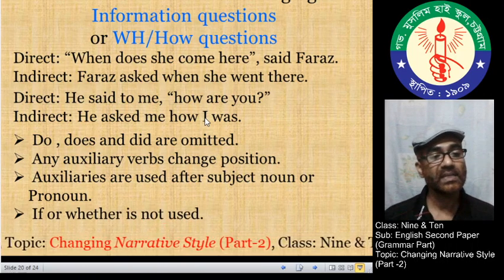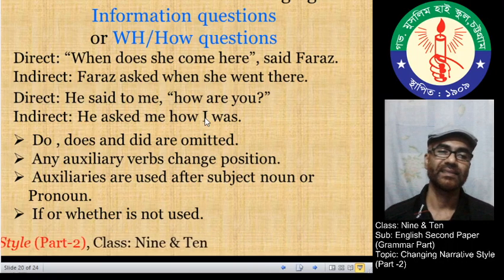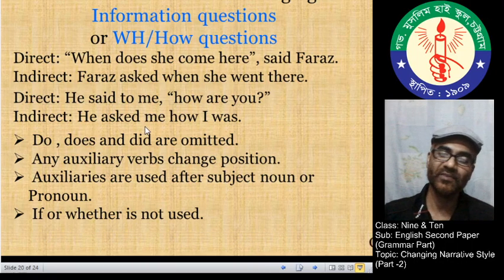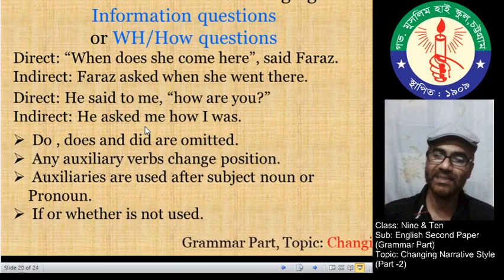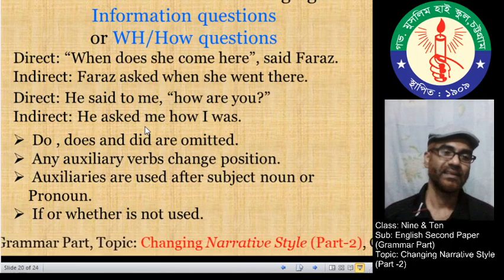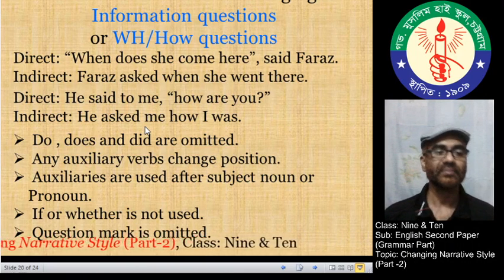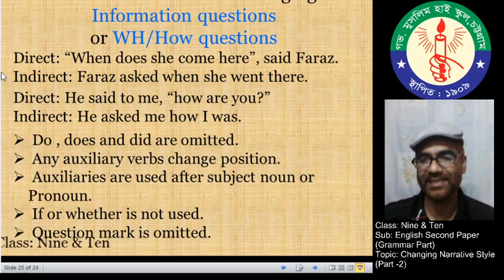And what comes next? If or whether is not used. So here you won't find if or whether. You can't use it. It can be used only in yes/no questions. Okay, and the question mark is omitted. Yes, the question mark is always omitted.